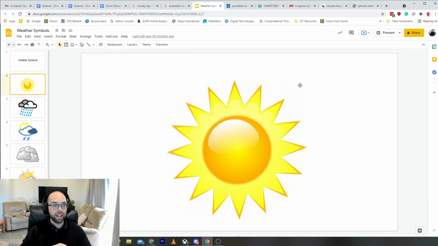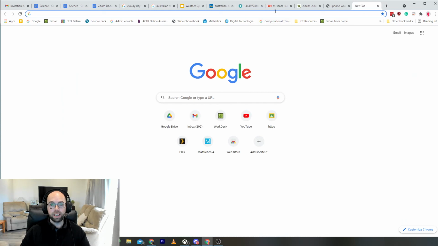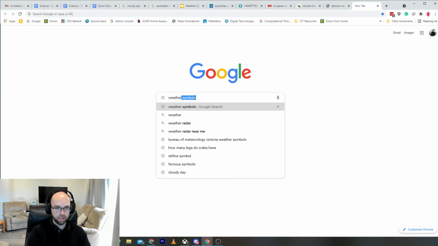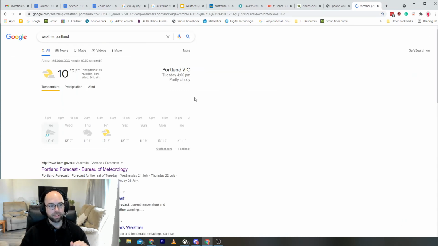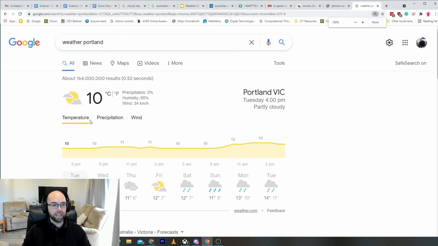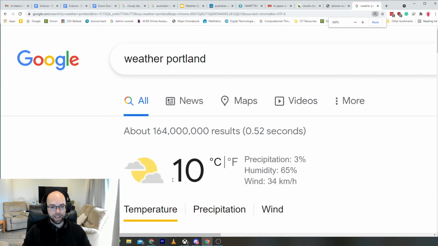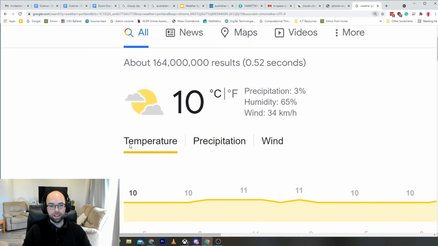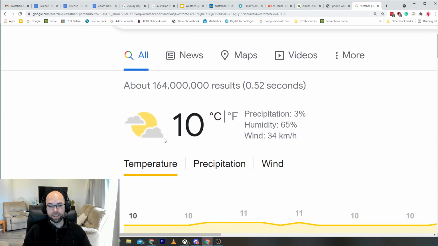And if they actually have a look at the weather, I'm going to do that here now. Weather, Portland. Okay, if I have a look at today's weather on the internet, it actually tells me what the weather is by using this symbol. Okay, today the symbol for the weather is this one here, which has got some sun and some clouds. So I would say it's partly cloudy. Okay, for that symbol there at the moment.